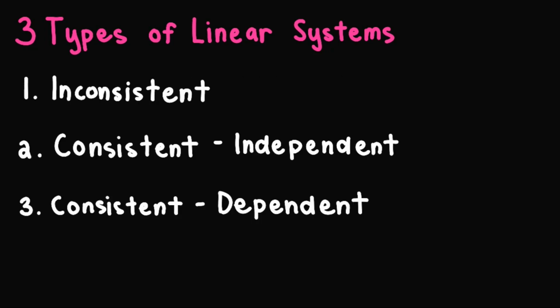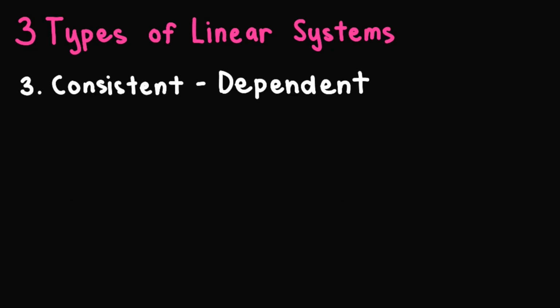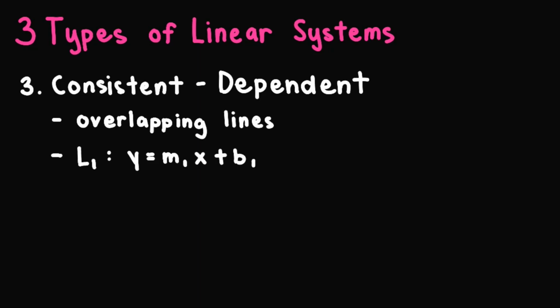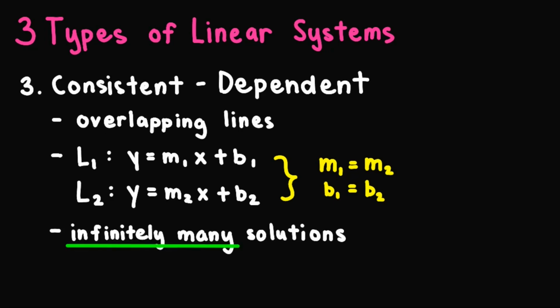Lastly, we move on to the consistent dependent type, the last one. This occurs when we have overlapping or coinciding lines. This happens when, given two lines, they have the same slope and y-intercept. So all is the same. Technically, they are the same line. When this is the case, we have infinitely many solutions in our system.